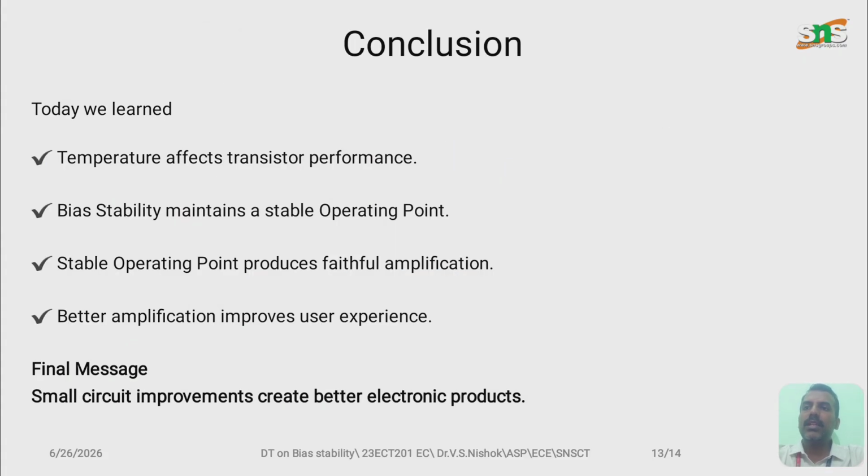As a conclusion, in this topic, the temperature affects the transistor performance. So we use bias stability that maintains a stable operating point, even with variations in temperature or other characteristic deviations. A stable operating point produces faithful amplification. Better amplification results in better output, and that is a better user experience. Finally, a small circuit like the voltage divider bias circuit improves the output in electronic products.